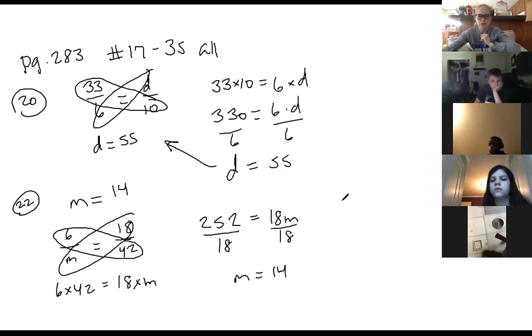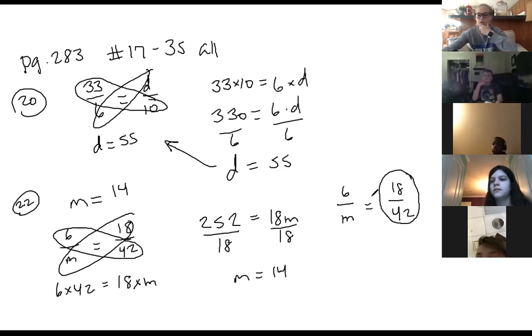Here was the original problem, 6 over M is equal to 18 over 42. How many of you reduced 18 over 42 first? Anybody do that? Blake, very good. Parker, what is 18 over 42 reduced to? What's the greatest common factor between these two numbers?